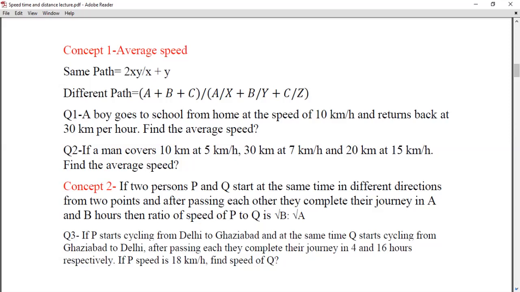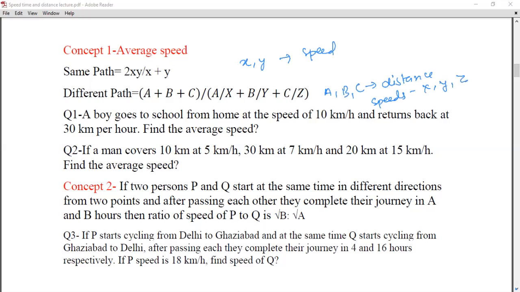The first formula for same path is 2xy over x plus y. For different path, we can take the formula as a plus b plus c over a by x plus b by y plus c by z. Here, x and y simply mean the speeds, and a, b, c represent the distances. Also, you can take the speeds as x, y, and z.